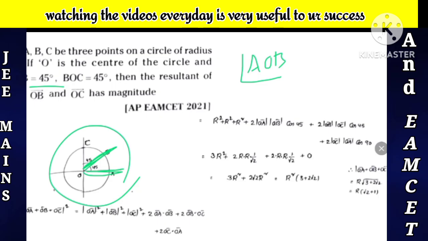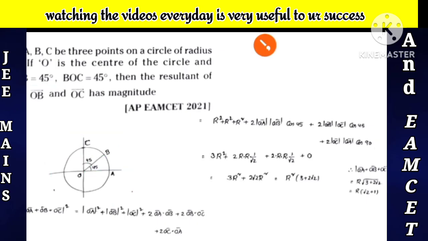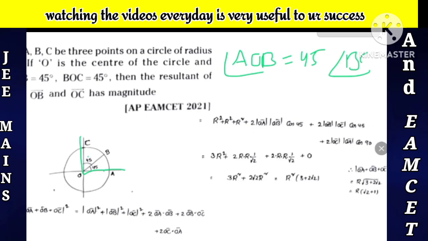Given that angle AOB is equal to 45, in the same manner angle BOC is also equal to 45. Then automatically you get the angle AOC. What is angle AOC? 45 plus 45 is equal to 90. Clearly given here, AOB is equal to 45 and angle BOC is equal to 45. So from the given data, what is the value of angle AOC? 45 plus 45 is equal to 90. Now, what is the given question?